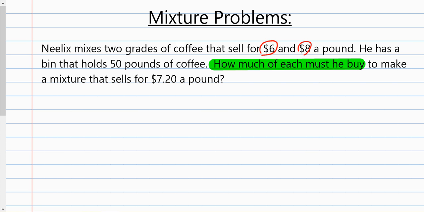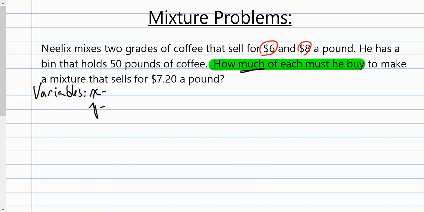So when we go to define our variables, again, I don't really have very good descriptor words. I could say 6 and 8, so S and E, but that's not very helpful. So I'll call them X and Y again. Now, how much of each?